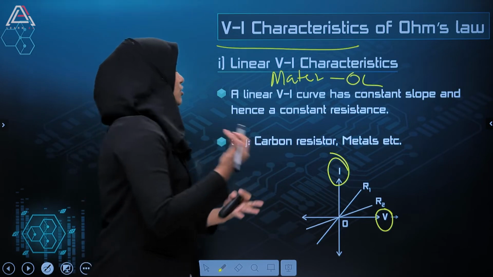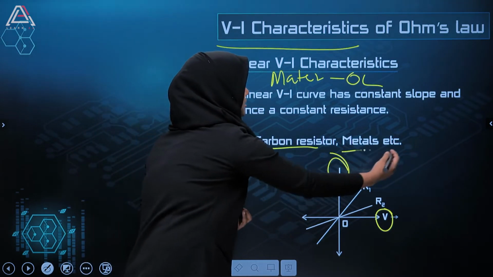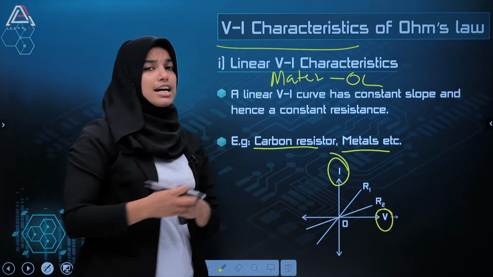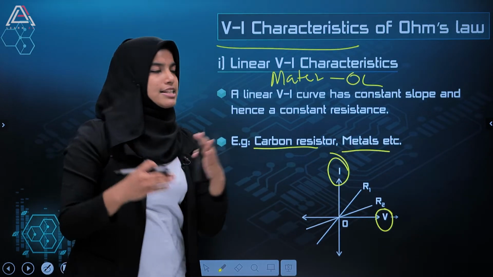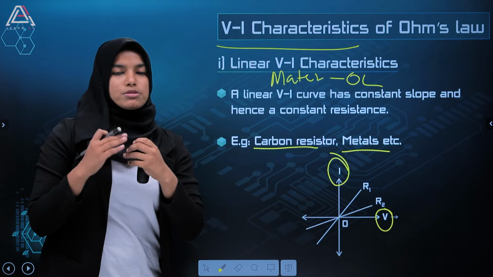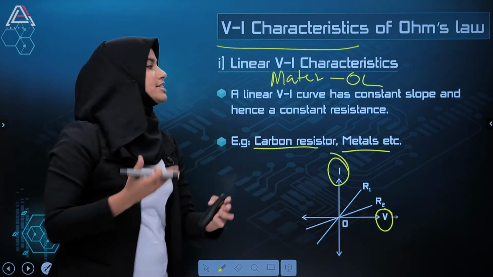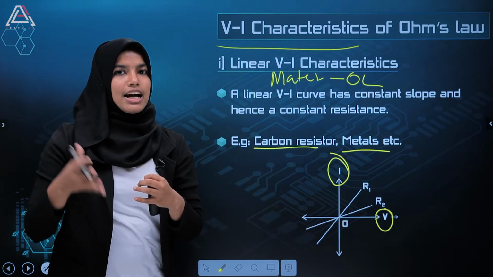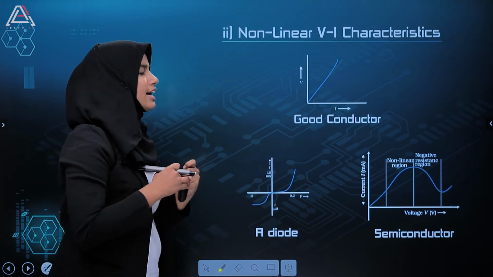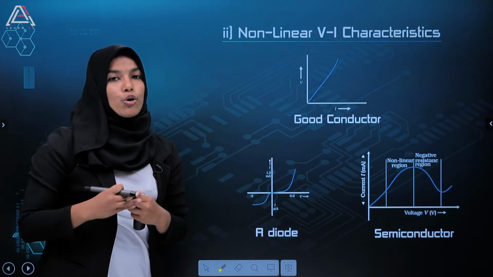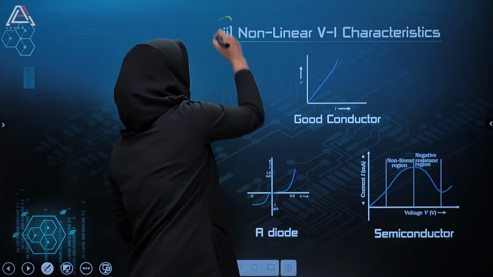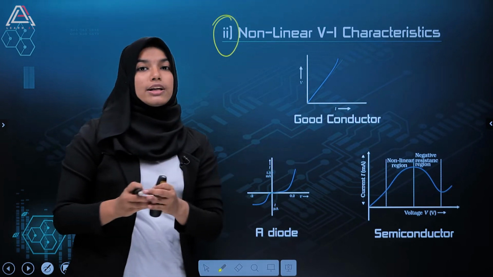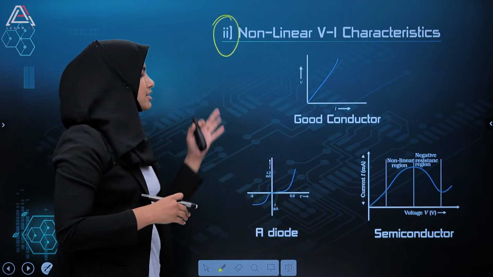The examples of such materials are carbon resistors, metals, etc. Okay, so these are the examples of materials that exhibit Ohm's law. But Ohm's law isn't always followed as it is, and different materials have different VI characteristics, and they show non-linear VI characteristics. So the three examples of materials that show non-linear VI characteristics are shown here.